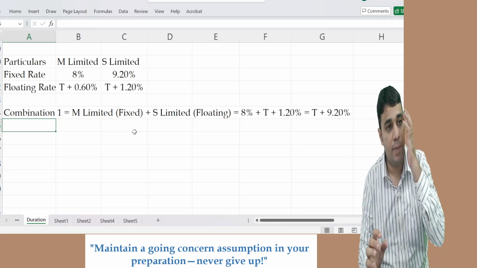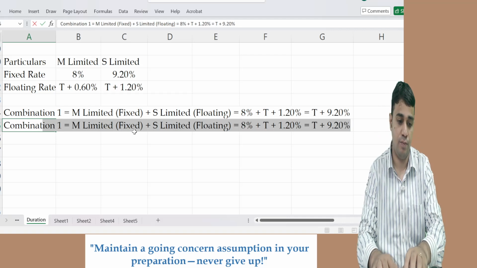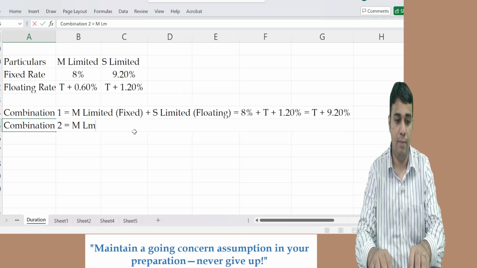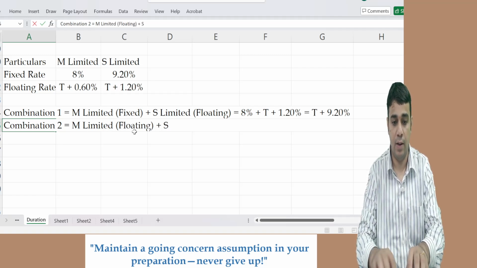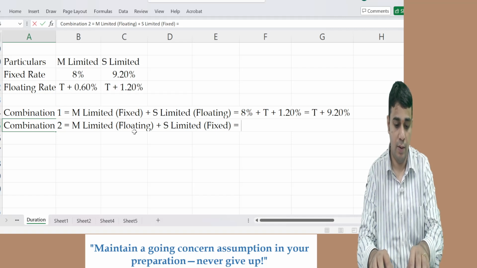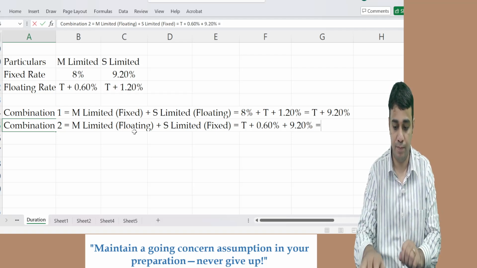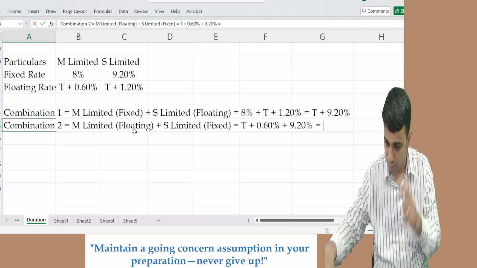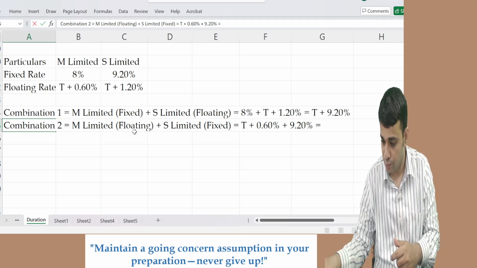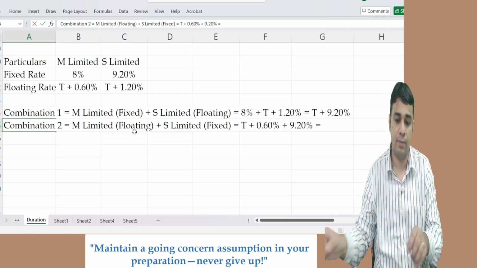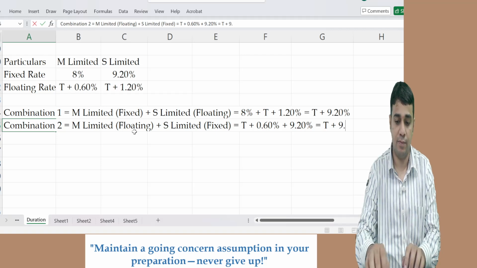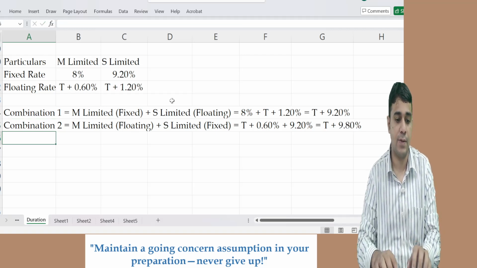Here, first combination, next combination 2: M Limited floating, S Limited fixed. T plus 0.6%, 9.2%. Put together, T plus 9.8%.